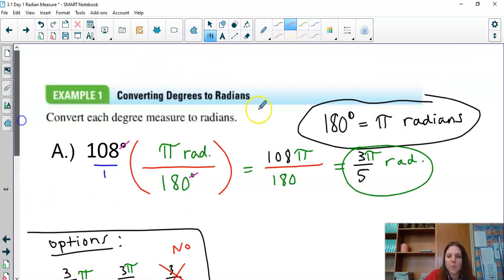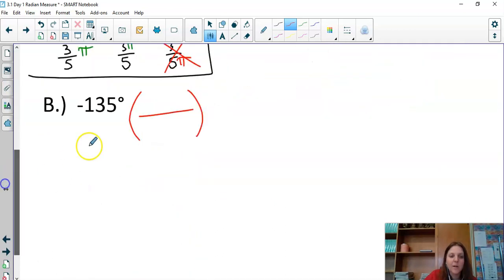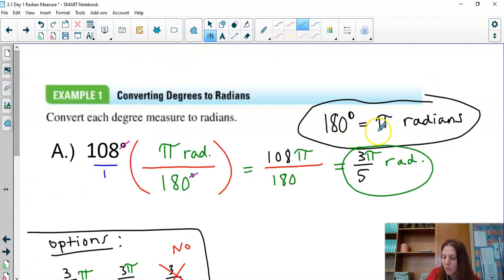So if you look up here, 180 degrees equals pi. We're always going to use that same conversion. So I'm trying to get rid of degrees, so that means I'm going to put 180 degrees at the bottom. That means my degrees will cross out. That's what I'm trying to do. 180, according to what we wrote here, equals pi radians.